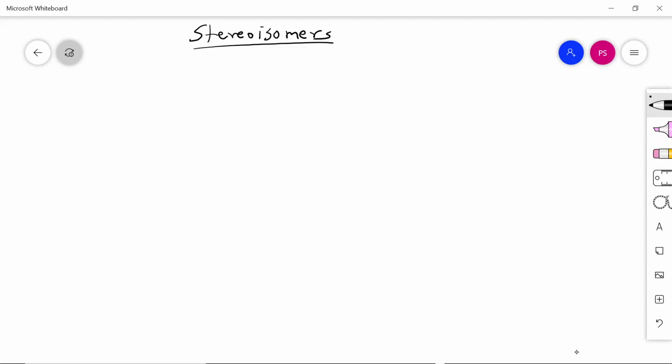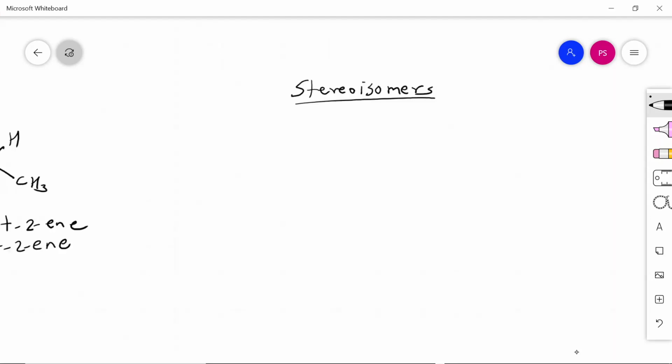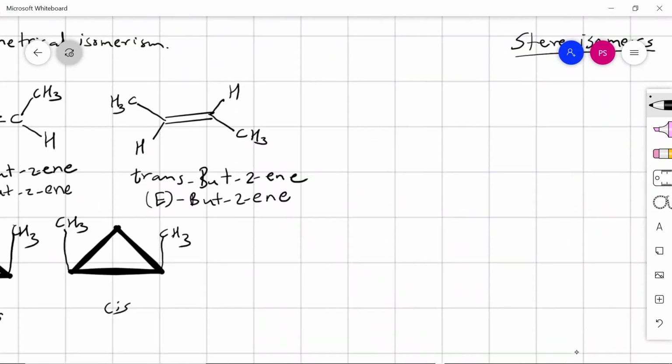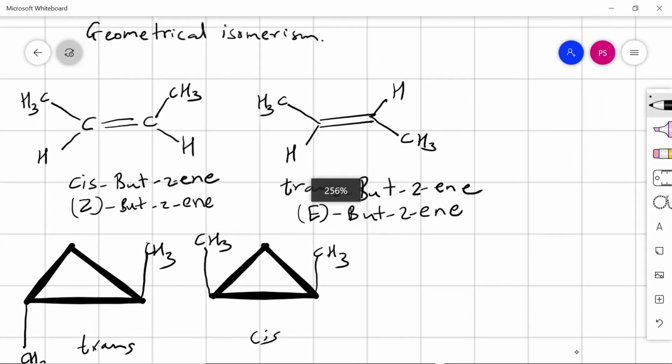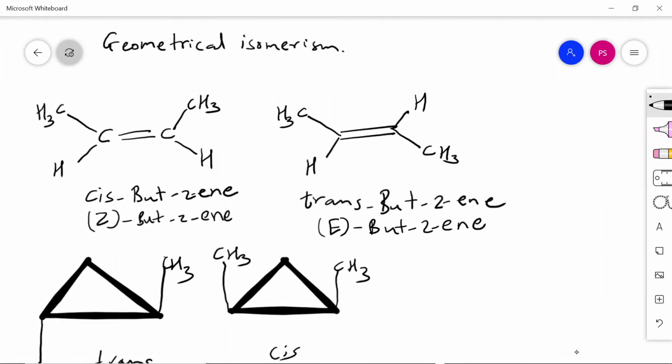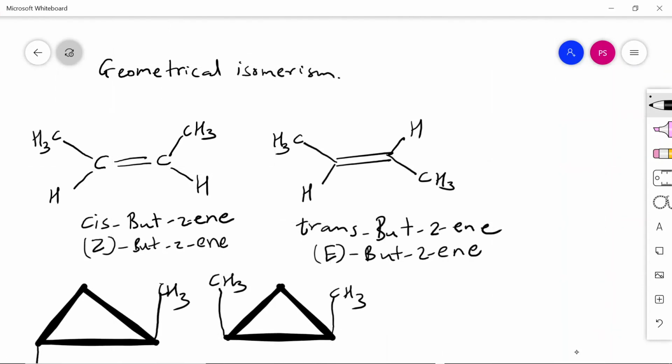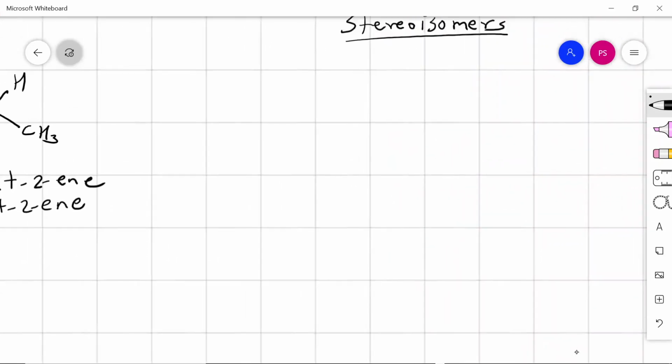Dear students, we will see stereoisomerism. Now, stereoisomers are isomers having same linkages but different orientations of atoms or group of atoms in space. Here you can see the two examples. Let's first see first type of stereoisomer, geometrical isomers.